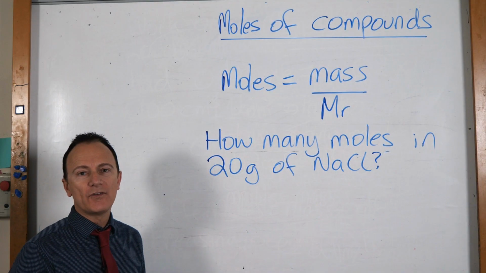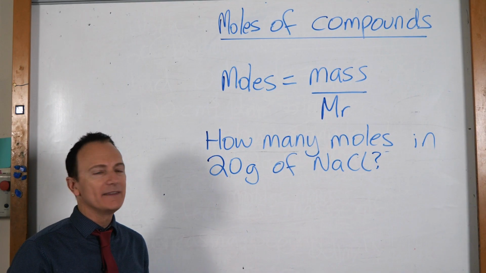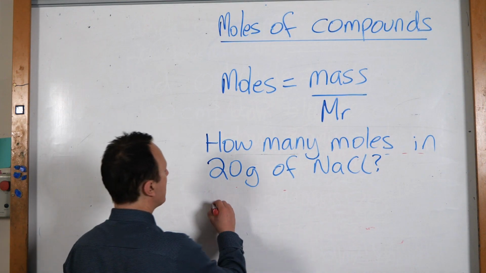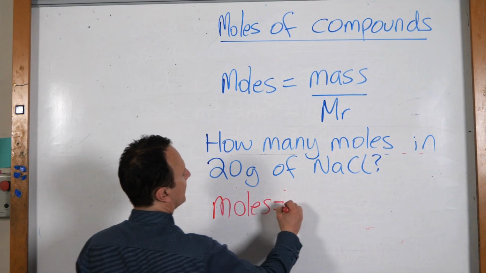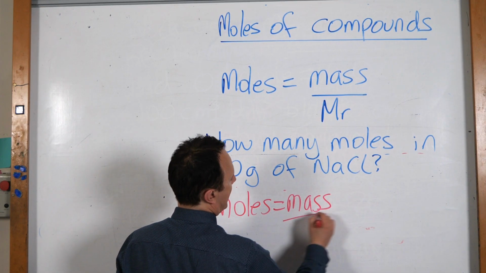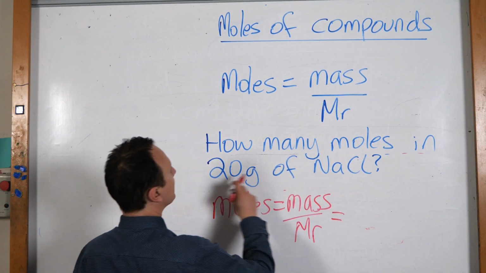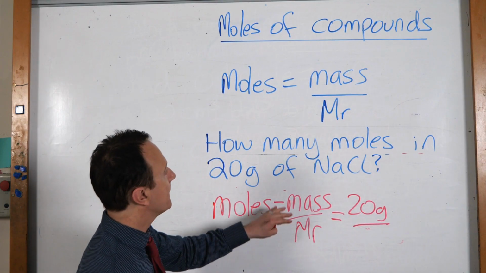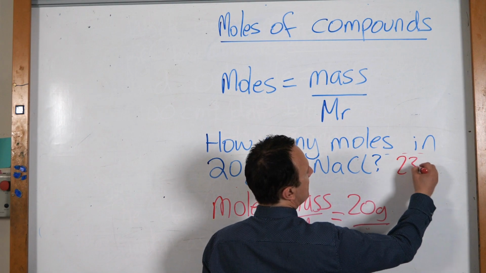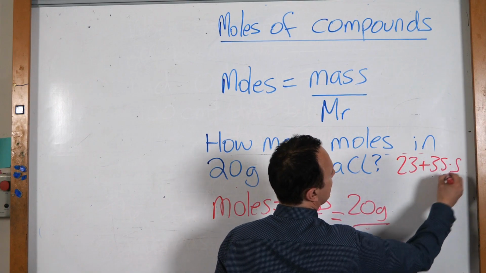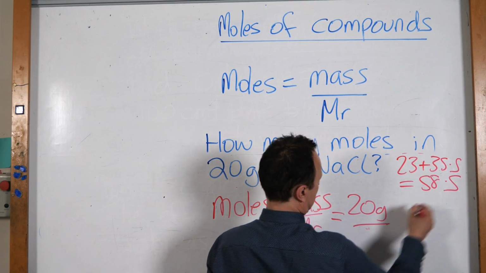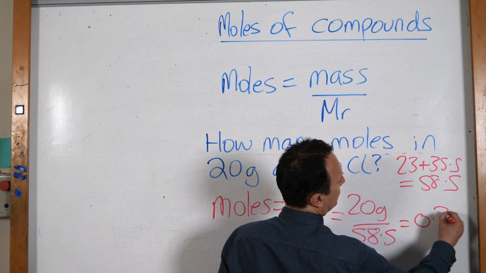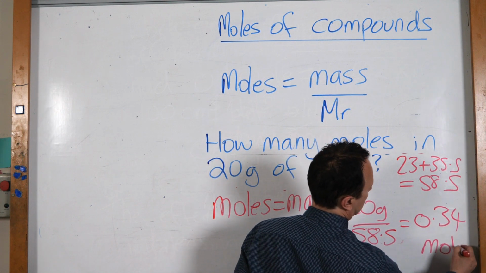Try and work out this question for yourself. How many moles are in 20 grams of NaCl? Once again, we use the formula moles equals mass over Mr. And the mass is 20 grams. The Mr is going to be 23 for sodium plus 35.5, which is 58.5. And that comes to 0.34 moles.